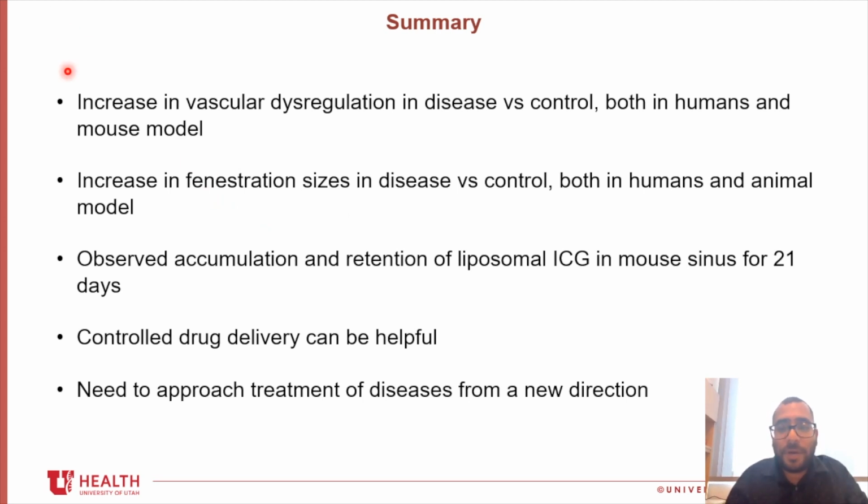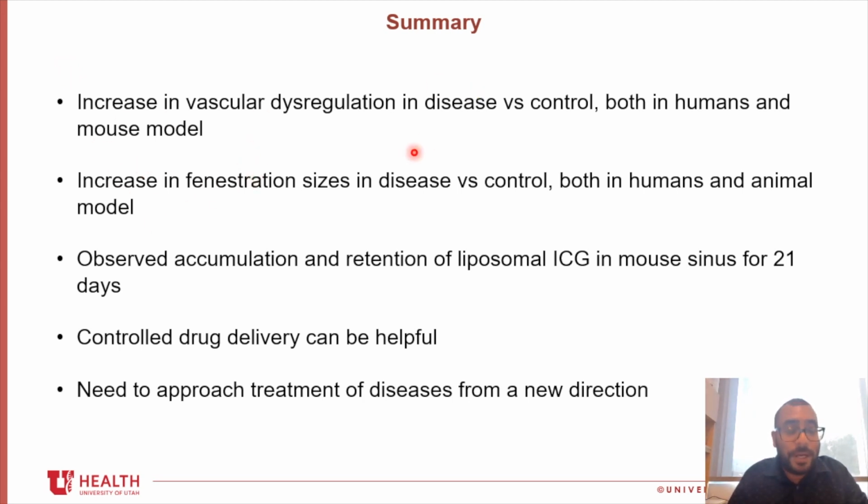And just again to reiterate, for the last slide, we actually cut the heads of the animals, and we did some transmission electron microscopy on the heads of the animals, and we actually saw presence of liposomes in the sinuses. So that actually corroborated the story that the diseased animals had, in fact, accumulation of liposomes in their sinuses, whereas healthy animals did not.